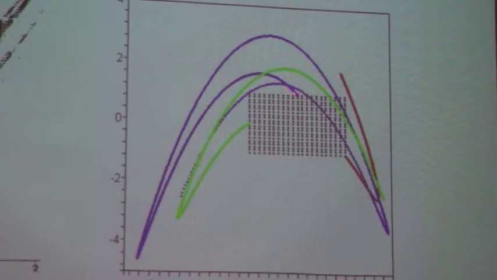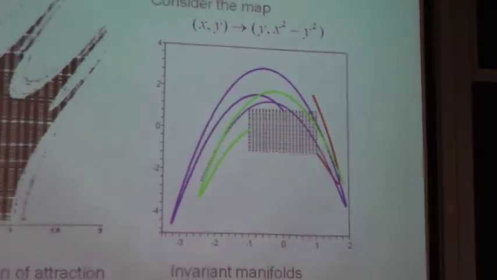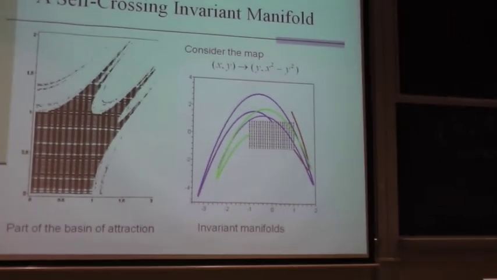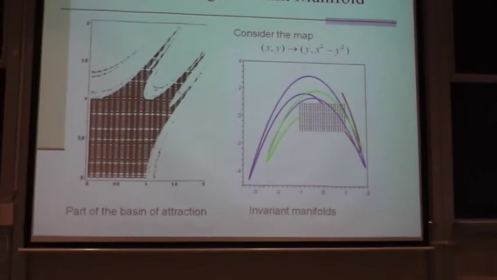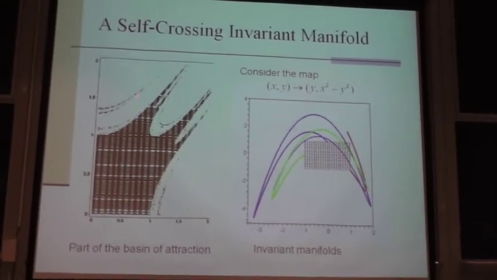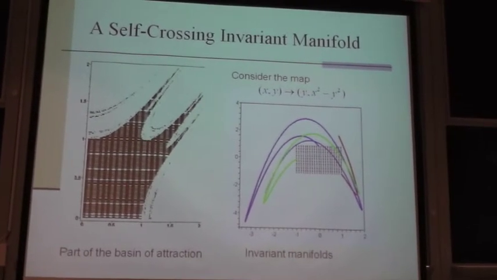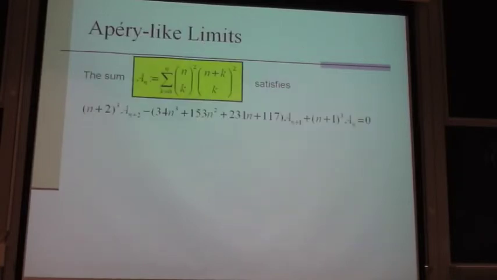But this is also your telltale sign. If you've got a manifold, an invariant manifold, crossing itself, you know you've got dynamical trouble, you've got chaotic behavior going on. So Maple was able to help me see this behavior, do the plotting, build the manifolds, and so on. All right, one more thing.